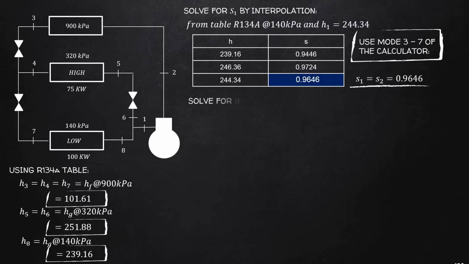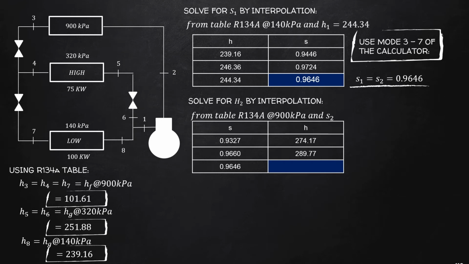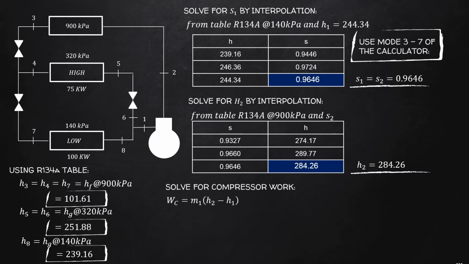Now, we solve the enthalpy at state 2. Again, from the table at 900 kilopascal and S2, the values are listed in the table. Using calculator, we interpolate the givens in the table and get the value of H2, which is equal to 284.26. We will now solve for the compressor work using the formula WC is equal to M1 times H2 less H1. Substitute the given values and simplify, and we get 48.95 kilowatts.